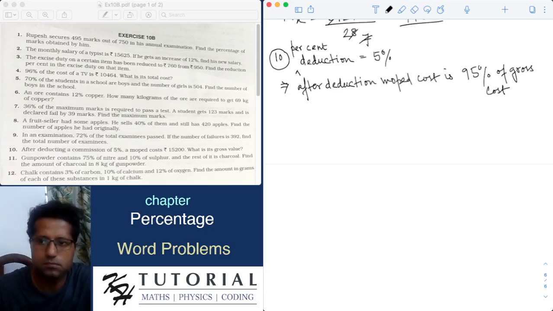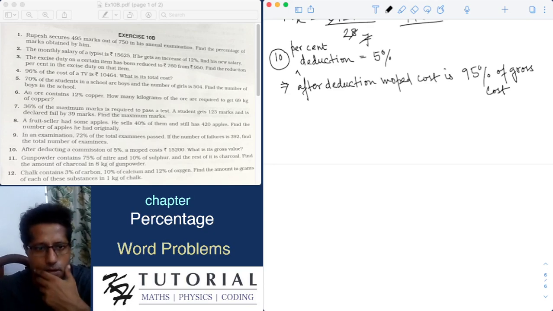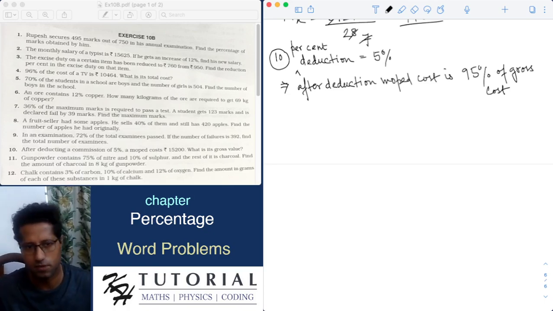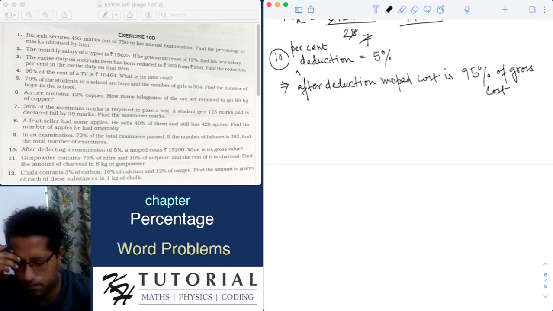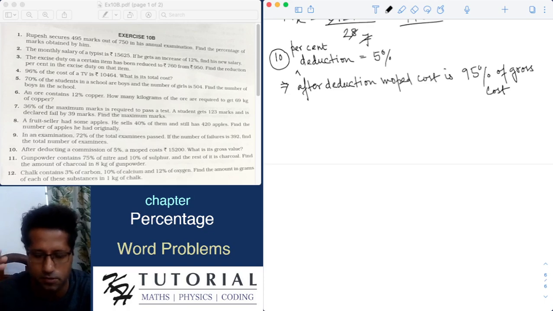So it is saying that after deducting a commission of 5%, whatever the commission is, I don't know what. There was a deduction of cost of 5%. Now, if 5% is reduced, then how much does the cost become? The cost becomes 100 minus 5, that is 95% of the original cost. The original cost, I guess, in this problem means gross cost. So after deduction, the mocked cost becomes 95% of the gross cost.